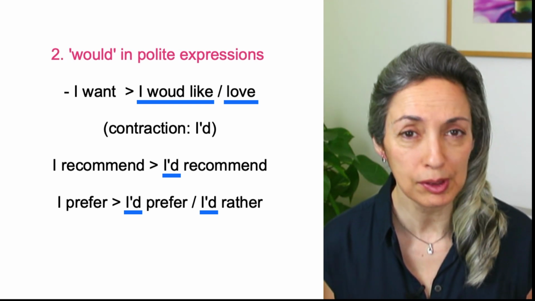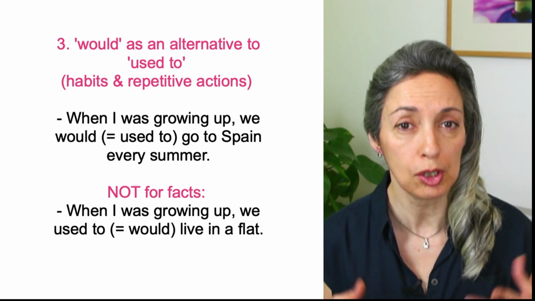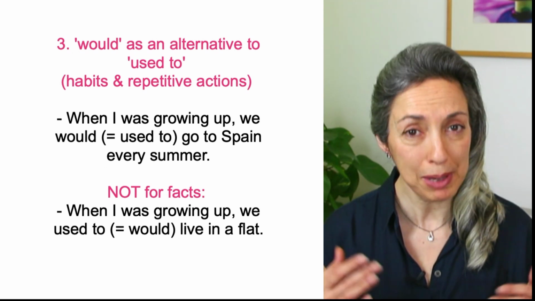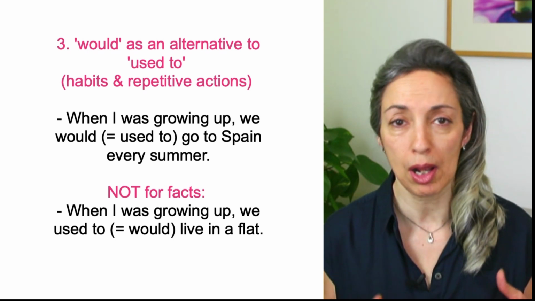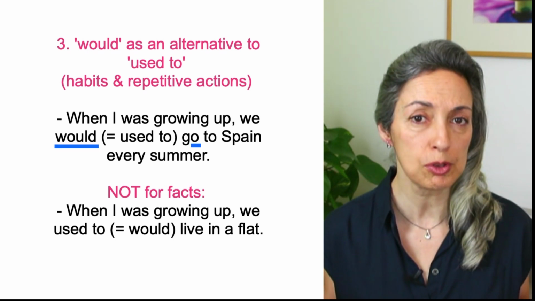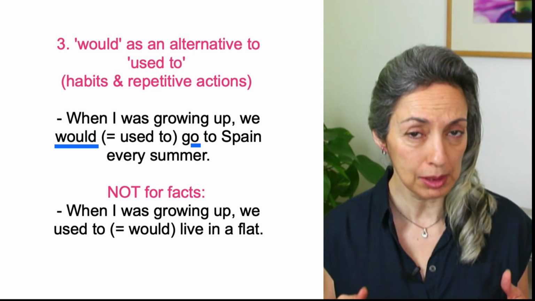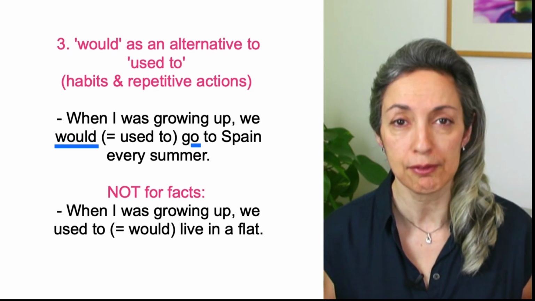And the third use of would is an alternative to the expression used to for habits and repetitive actions in the past. For example, you can say, when I was growing up, we would go to Spain every summer. That means we used to go to Spain every summer.